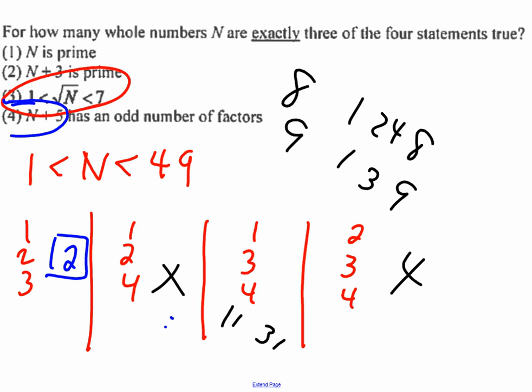Then we have 25 minus 5, which is 20. 20 plus 3, that is prime, so 20 will work. Then we have 36 minus 5, which is 31. 31 plus 3 is 34. That's not going to work. And then if we try 49 minus 5, we get 44. But 44 plus 3 is prime, so 44 will work. So we have 3 numbers that will work there. So we have 2 numbers, 2 numbers, 3 numbers, for a total of 6 numbers where exactly 3 of those statements is going to be true.